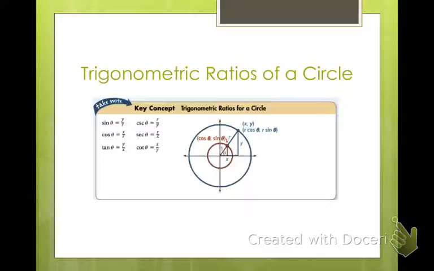If you just remember, I taught it to you this way. SOHCAHTOA. Sine is opposite divided by hypotenuse. And in this case, the hypotenuse is your radius. So, that's all that is.